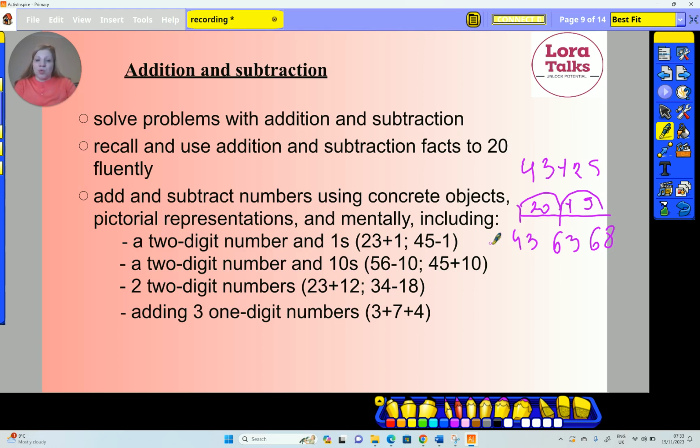A two-digit number and one-digit number. So that's an example, 23 plus 1 and 45 take away 1. So it's basically counting 1 backwards or forwards. So we can use that strategy. Two-digit numbers and tens.